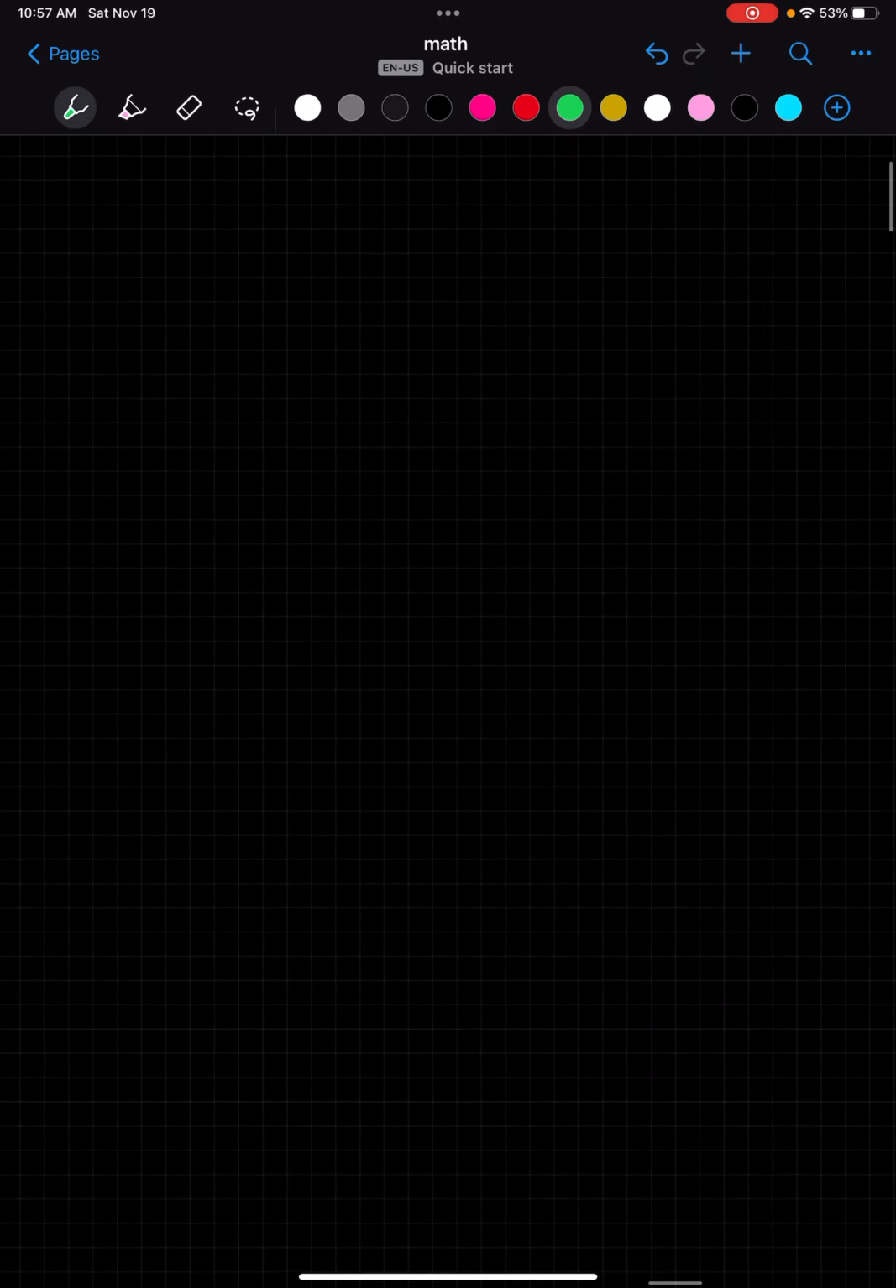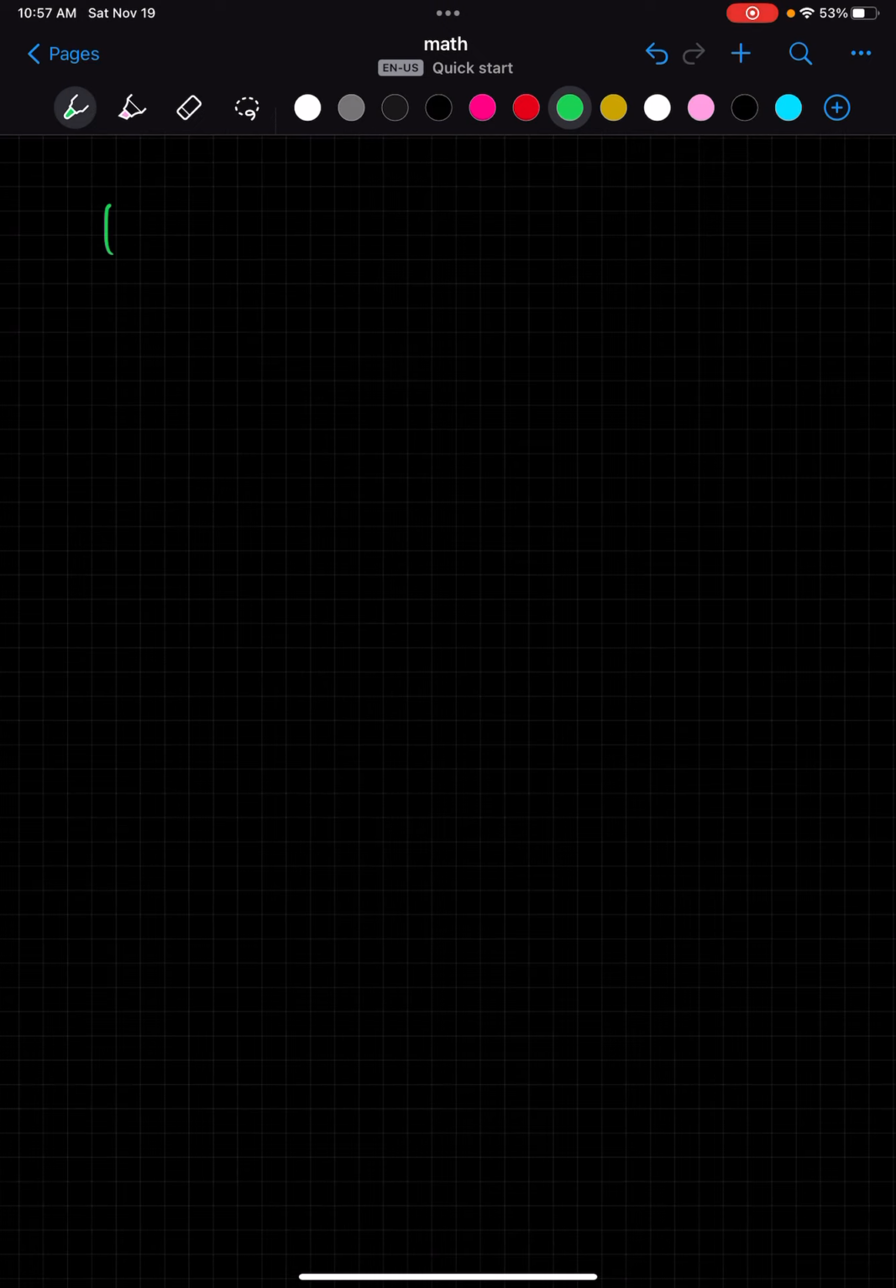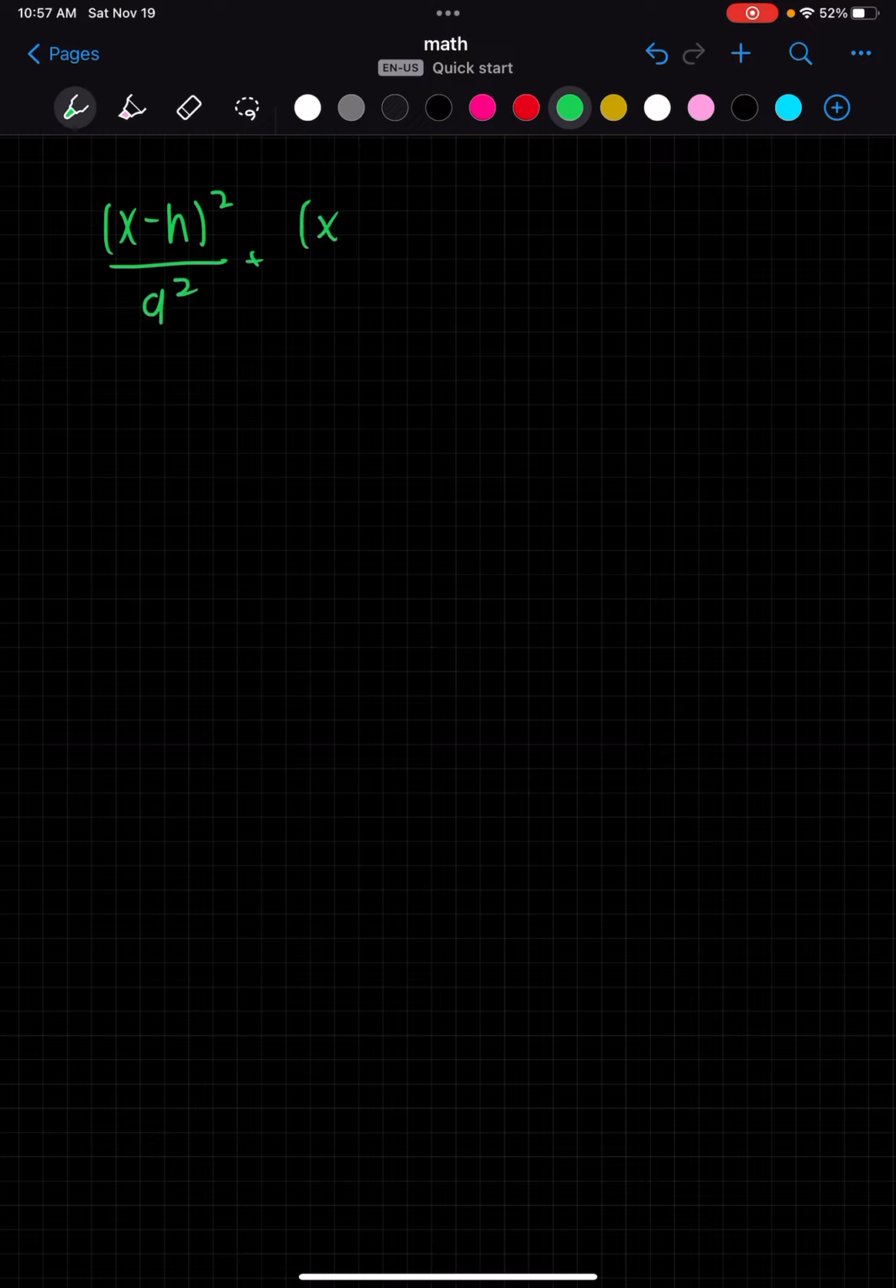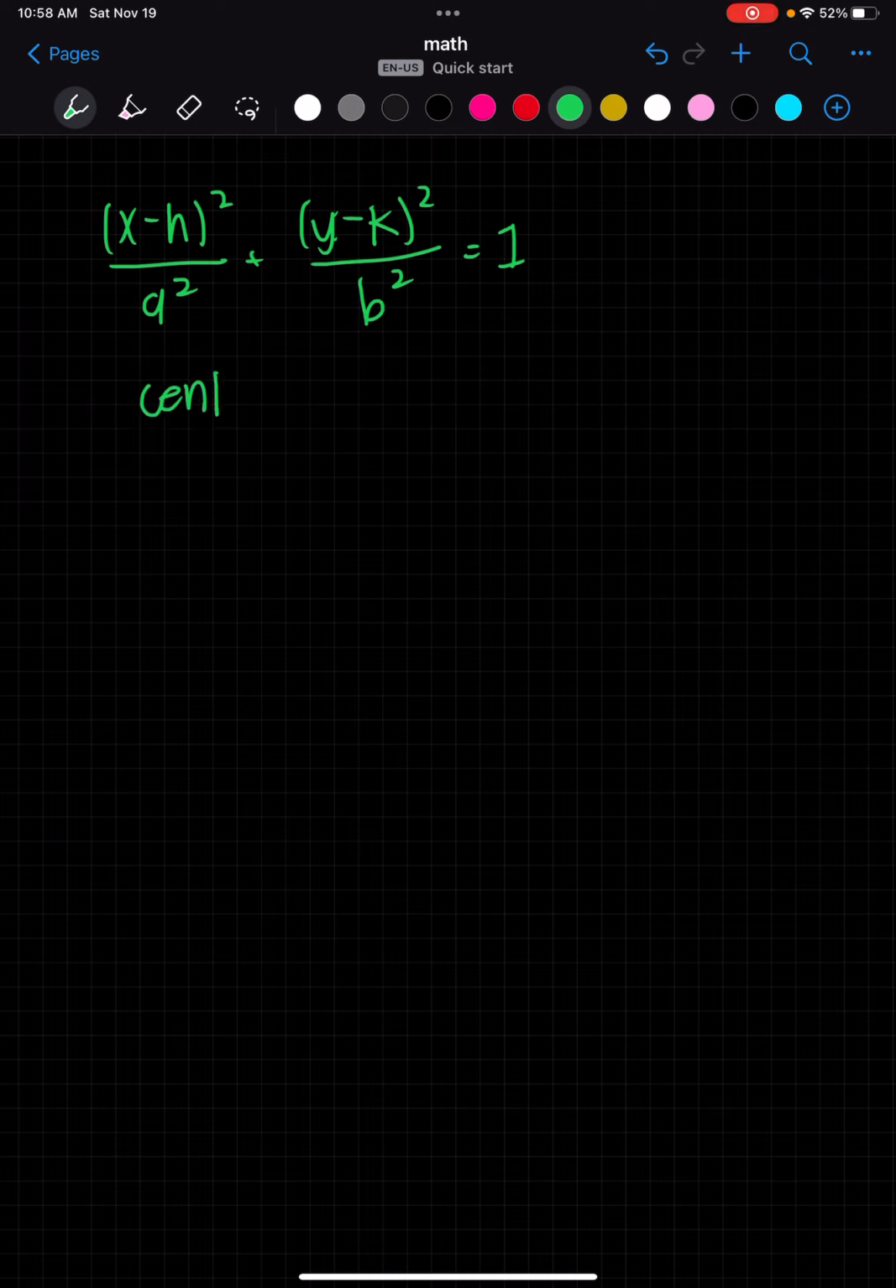Okay, so the standard form of an ellipse is x minus h squared over a squared plus, I'm sorry, y minus k squared over b squared equals 1. So when we graph, the center is the same as for the circle. It's just h comma k.